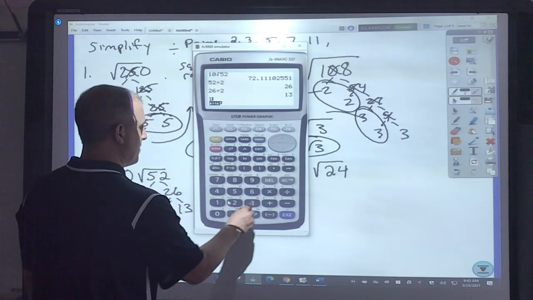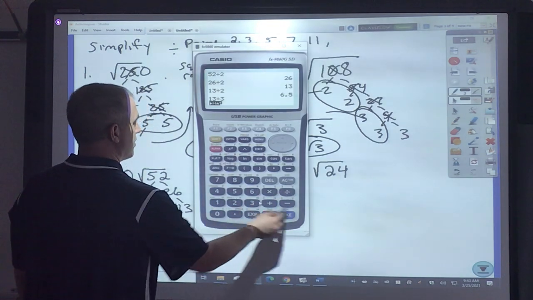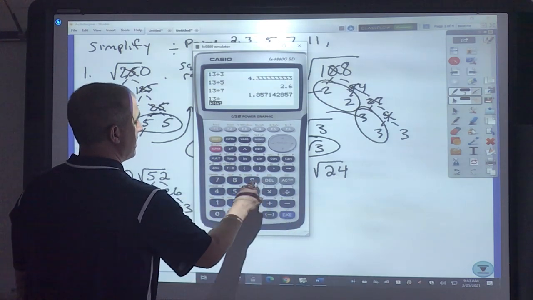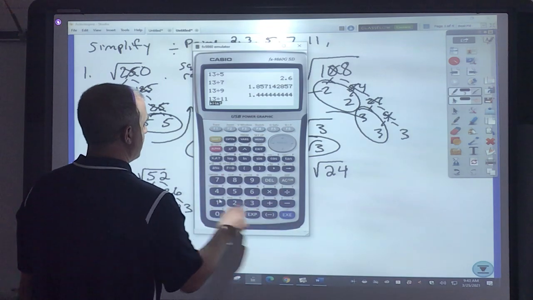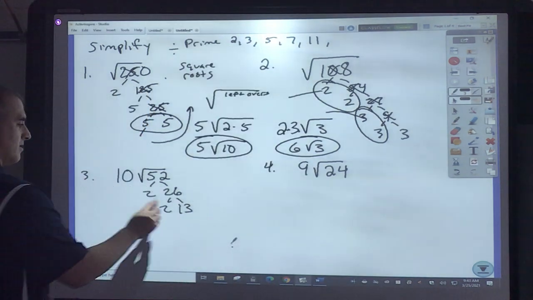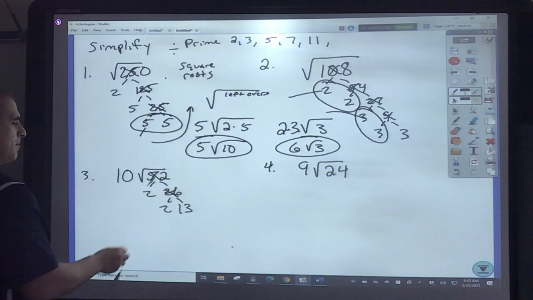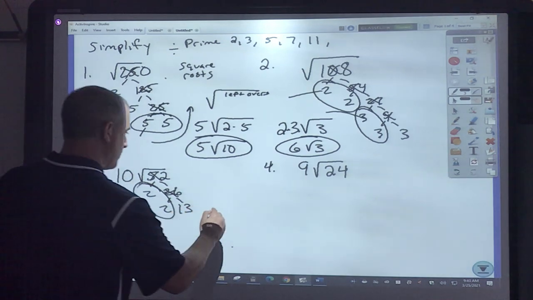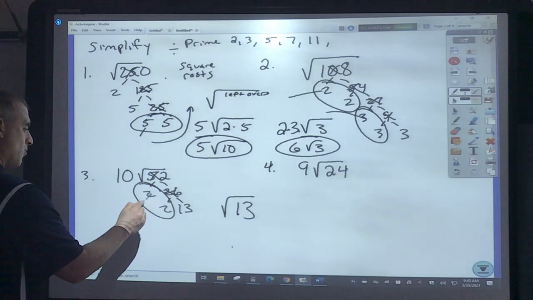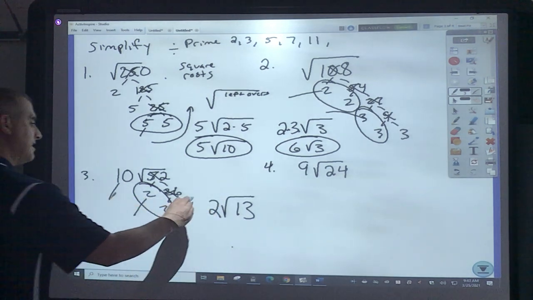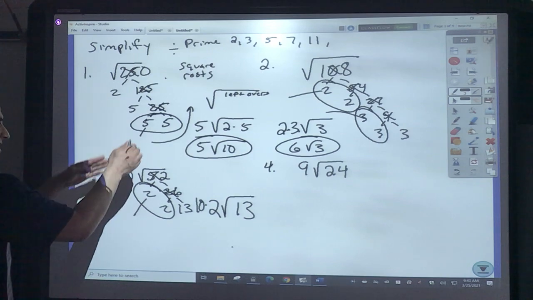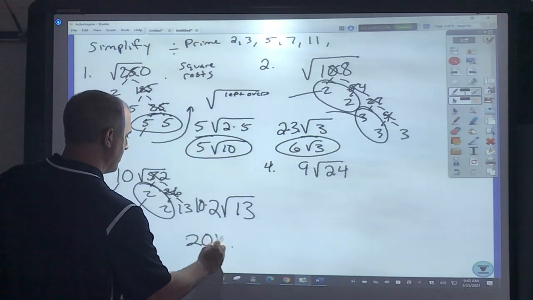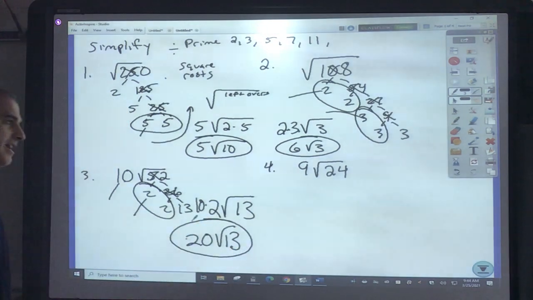13 is a prime number because look, 2 doesn't work, 3 doesn't work, 5 doesn't work, 7, 9, 11. None of those work. So that's a prime number, so I can stop right there. Cross off the ones with double branches. Circle my pairs. Now, the leftover still goes inside. I take one of these 2s. I also take the 10 and multiply it. You always got to take that, it's like a part of your group. So 10 times 2 is 20. So that's going to be 20 square root of 13.